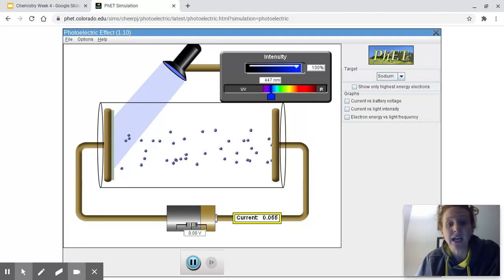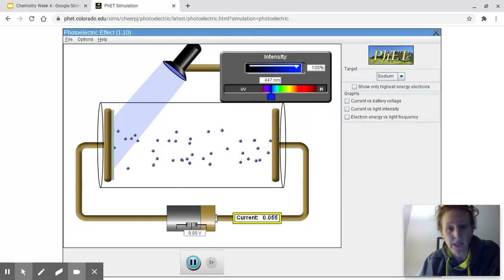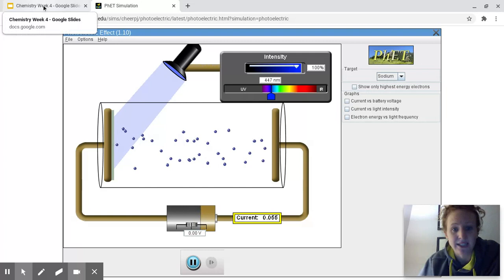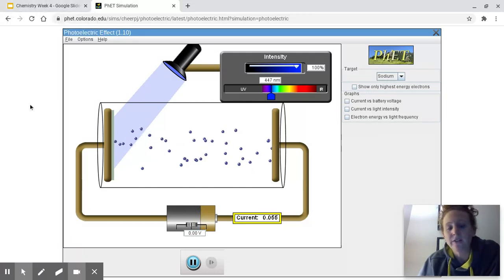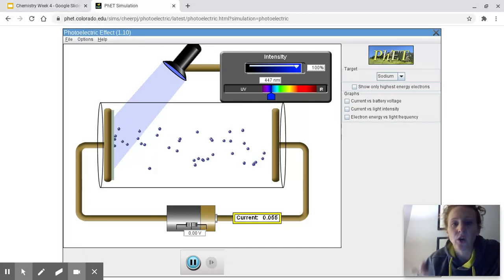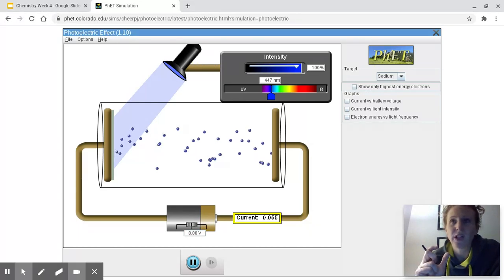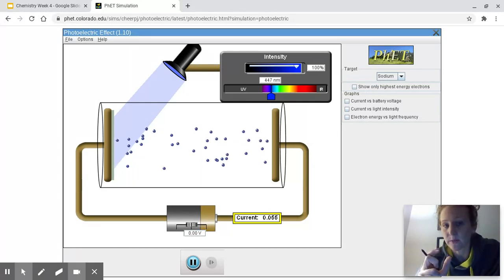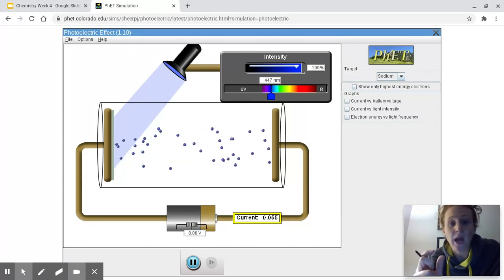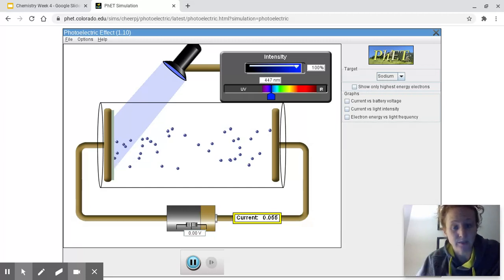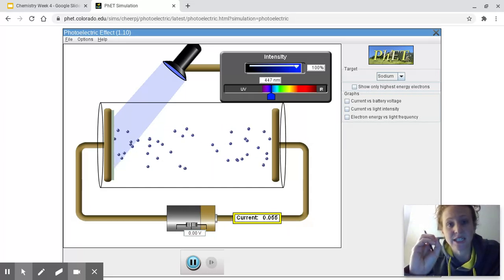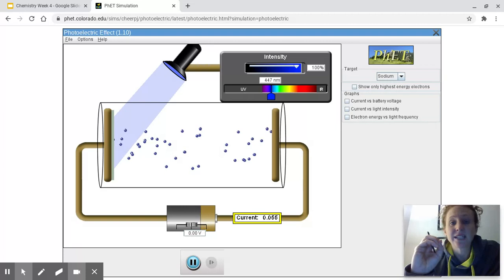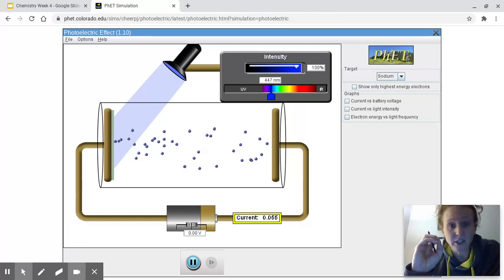Light acting like a wave couldn't explain this. And so what Einstein said was, well, what if light is not only a wave? What if light acts like a wave sometimes, but it also acts like a particle sometimes? What if this energy that's contained in light is actually a little bundle of light?